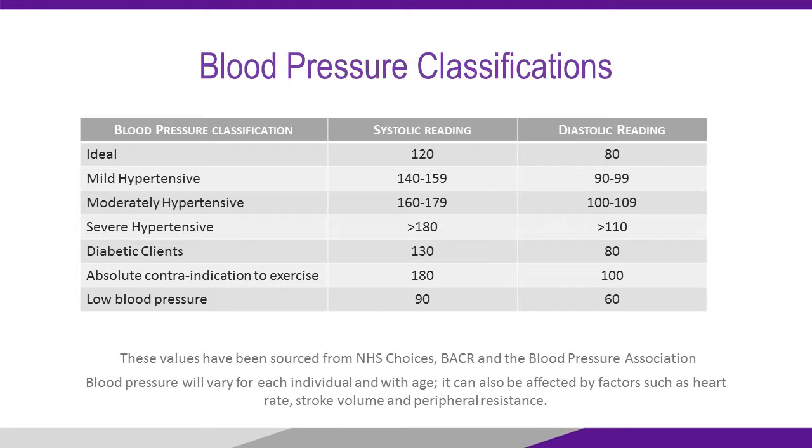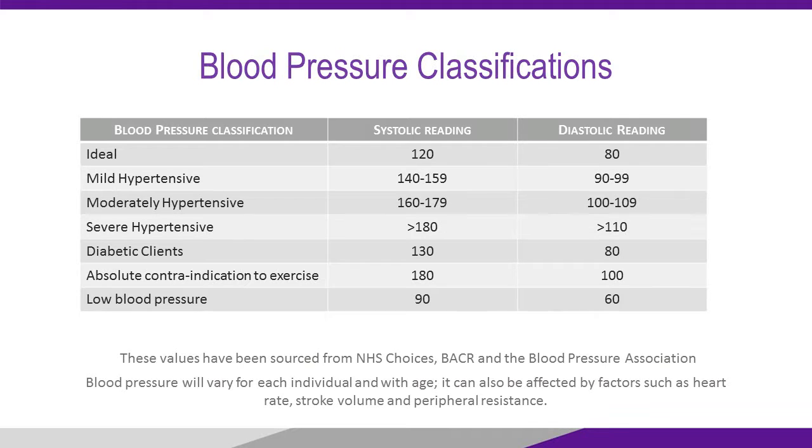Once we get to 140 over 90, then we're in the hypertensive ranges, and it goes up from there to 160 over 100 for moderately hypertensive, 180 over 110 for severe hypertension. Now if you want an easy way to remember this, the systolic reading goes up in 20s typically for the boundaries, 120, 140, 160, 180, and the diastolic reading goes up 80, 90, 100, 110.